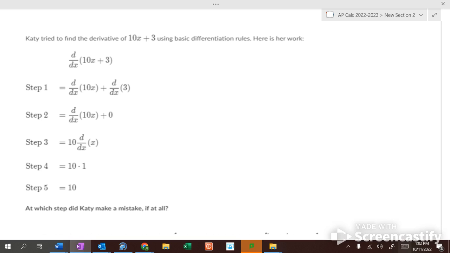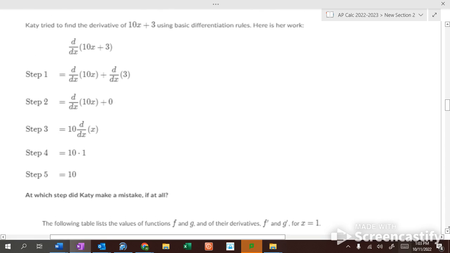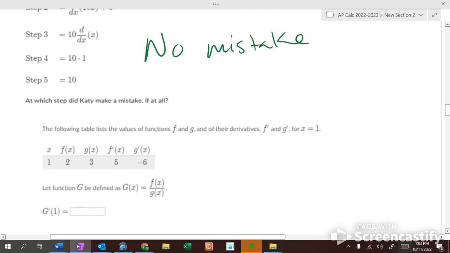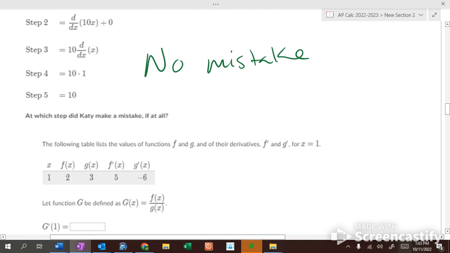What'd she do wrong in the third step? No, third step is fine because it's... Oh, I didn't see that out front. Yeah, my bad. 10's in front. So I think it's just fine. No mistake. All right.